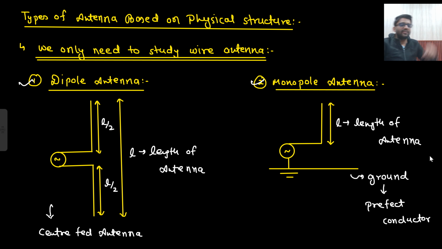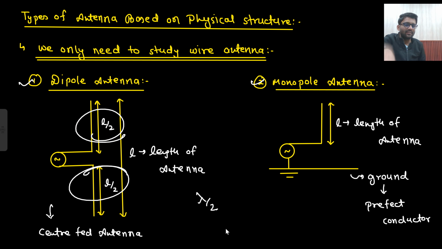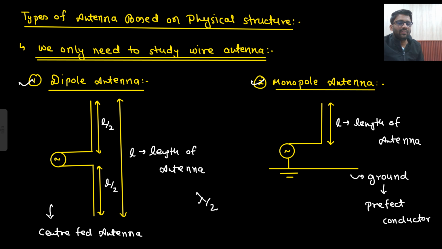So in the question, if it is mentioned that the length of a monopole antenna is given as lambda by 2, that means this length is lambda by 2. And if the length of a dipole antenna is given as lambda by 2, that means this length is lambda by 4, this length is lambda by 4, both combined is lambda by 2. They will never write the length of one arm of a dipole antenna. They will tell the length of the complete dipole antenna is lambda by 2. That means this complete length is lambda by 2, so this will be lambda by 4 and this will be lambda by 4. Is that clear to you? So this is your monopole and dipole.